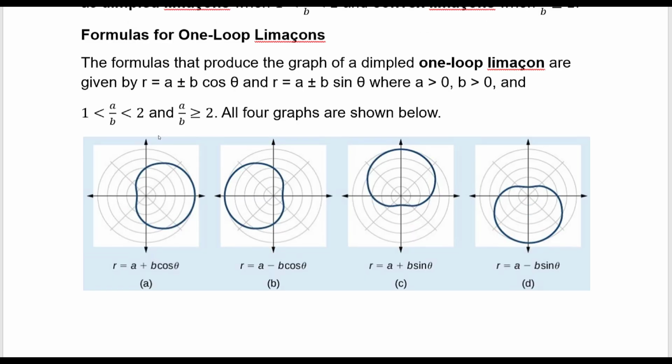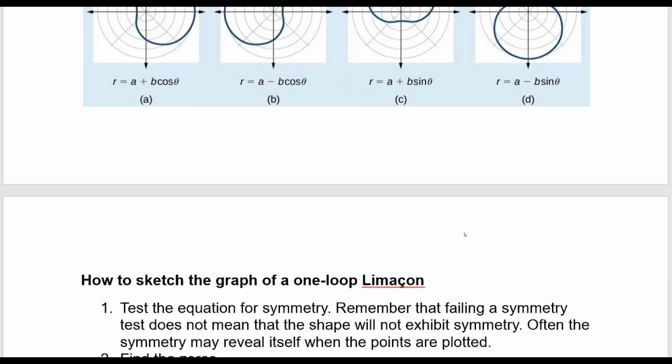So we have this type here that's r equals a plus b cosine theta, looks something like this. R equals a minus b cosine theta, looks like that. R equals a plus b sine theta, and r equals a minus b sine theta, excuse me.